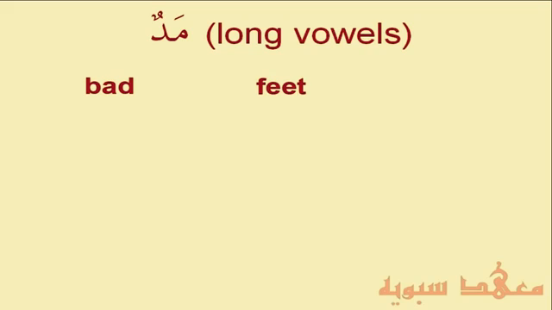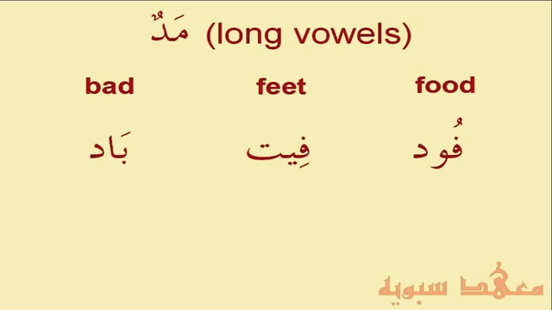And also the word food. So we don't say fud, we say food. So there's the elongation of the oo sound, food, not fud. Now if I transliterate this into Arabic, I get the following. So we have bad, feet, and food. In the first example, bad, it's the A sound that's being elongated.